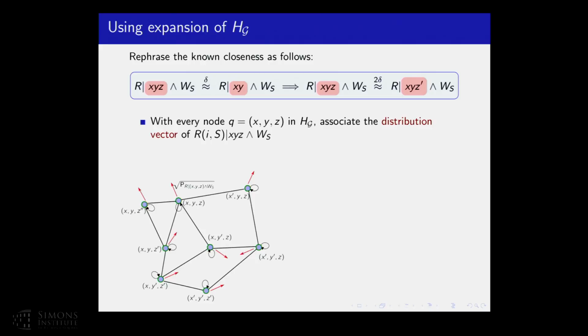So what does that mean? So now we can exploit this because what we do is with every node in the k-1 connection graph, you associate the vector, which is the distribution vector of R, conditioned on this. Okay, so for instance, X, Y, Z has the distribution vector corresponding to R given X, Y, Z and W_S. So now we have these sets of vectors at every point in the graph. The graph is an expander.